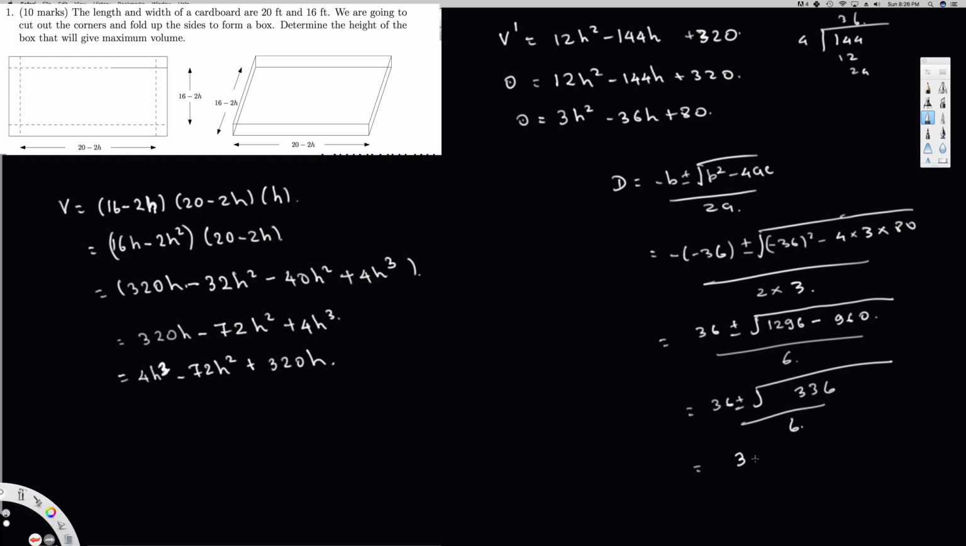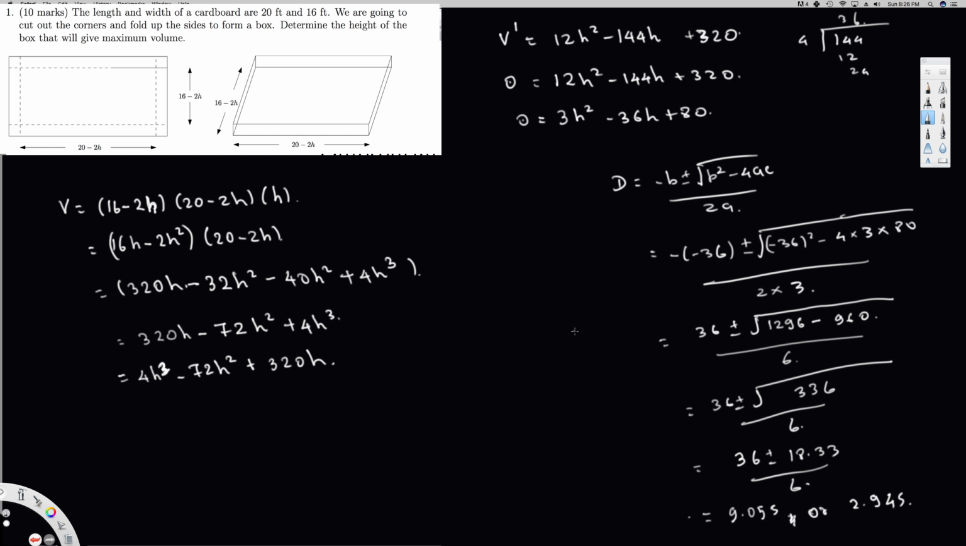Let's find both values. So 36 plus or minus square root of 336, which comes out to be 18.33, over 6. If I calculate these values, one of them is going to be 9.055 and the other one is going to be 2.945. So these are the two values I will get.